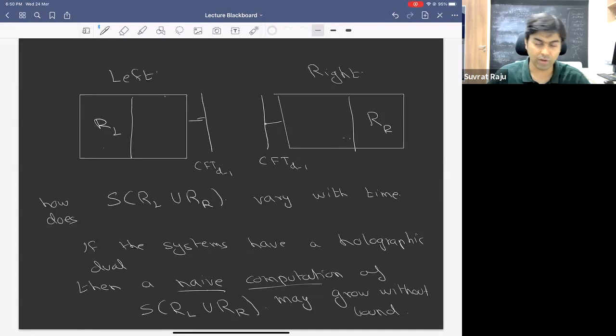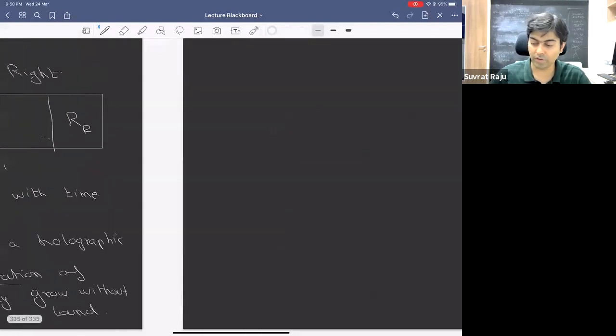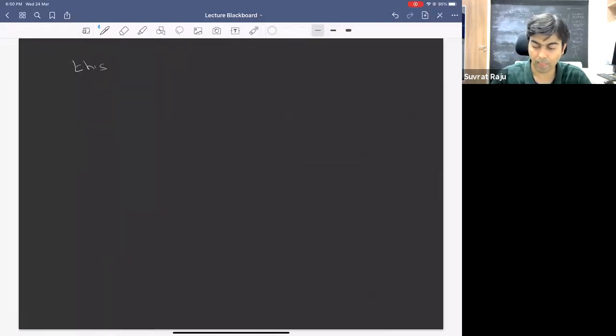Of course, if you were to just do the calculation correctly in the non-gravitational theory, you would find that you do not have this unbounded growth. But the reason this is related to the information paradox is that the naive computation is related to the growth of the size of the black hole interior, as we will describe. And the point is that this growth is cut off by the appearance of islands. And that's what gives you a Page curve here.